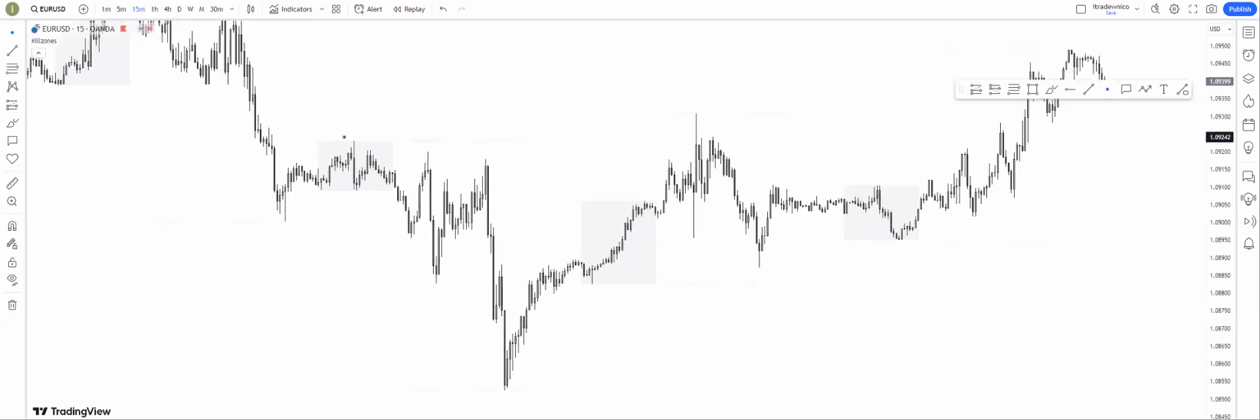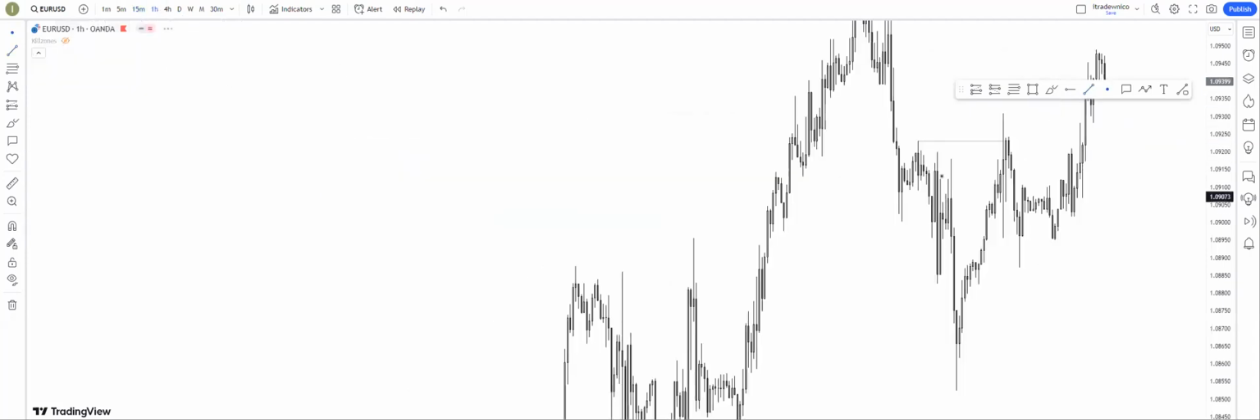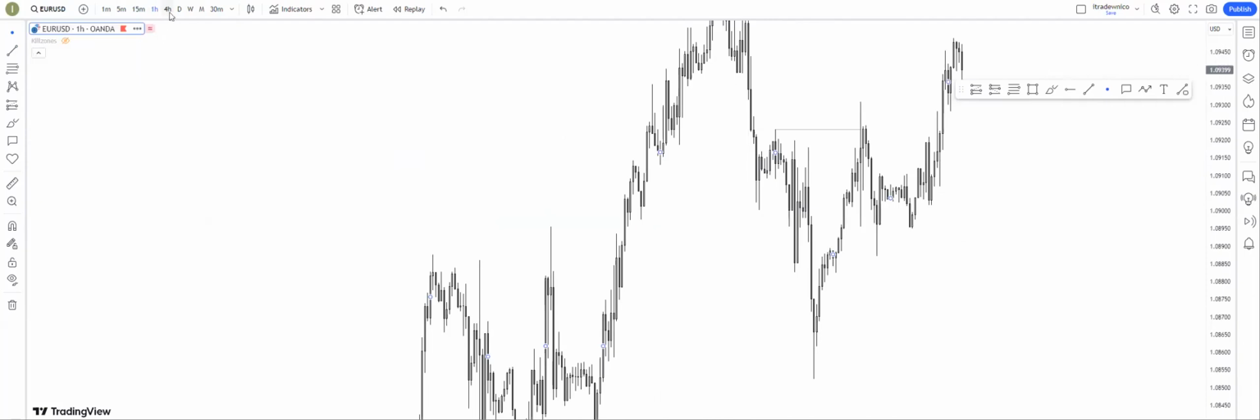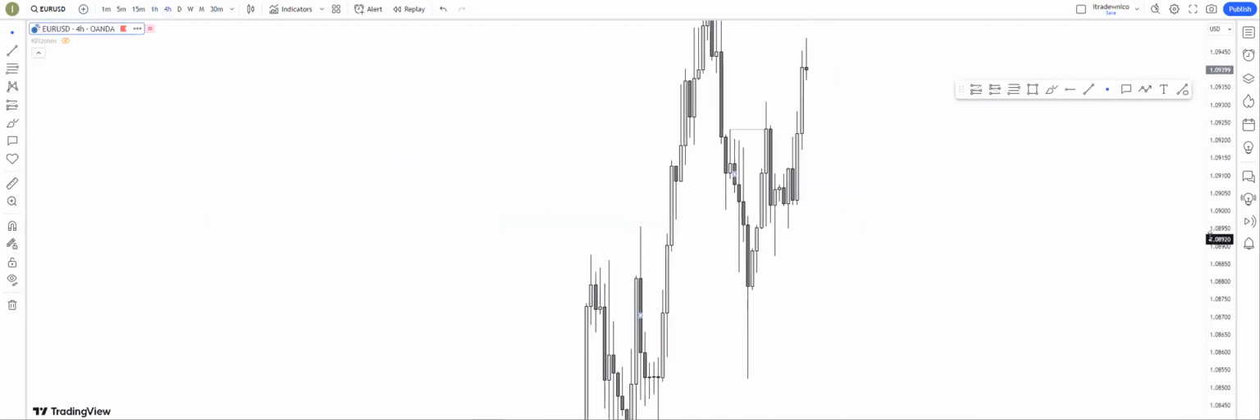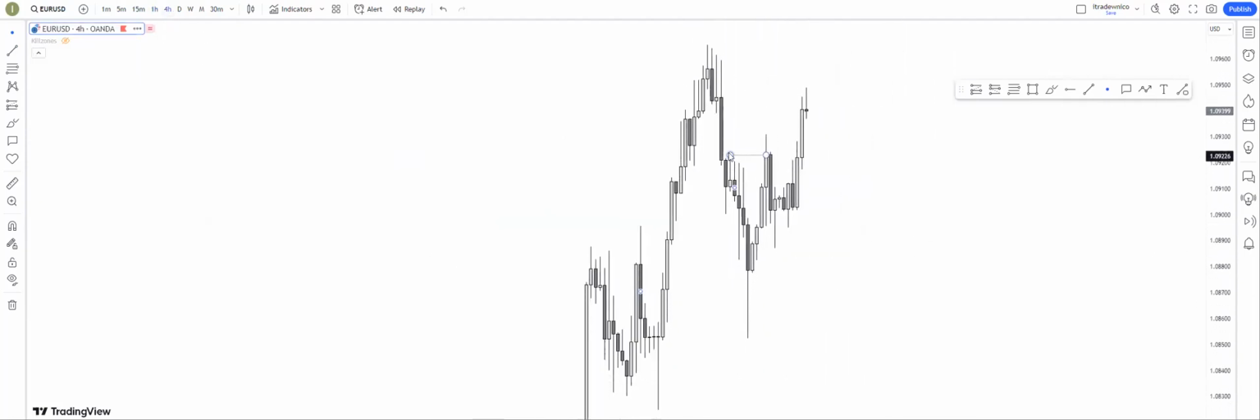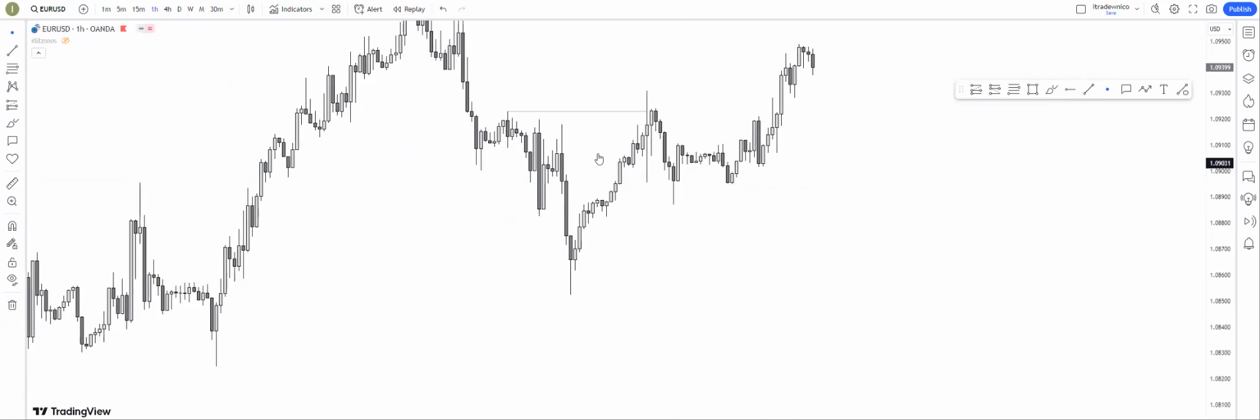So we already took out a high right here. This is liquidity. This is some external liquidity of a previous range, or you can even see it as sell side liquidity because, sorry, buy side liquidity because that's a high. So now you have a range. You have a low and a high.